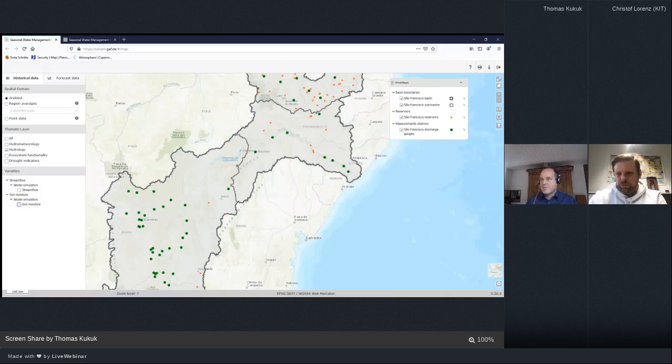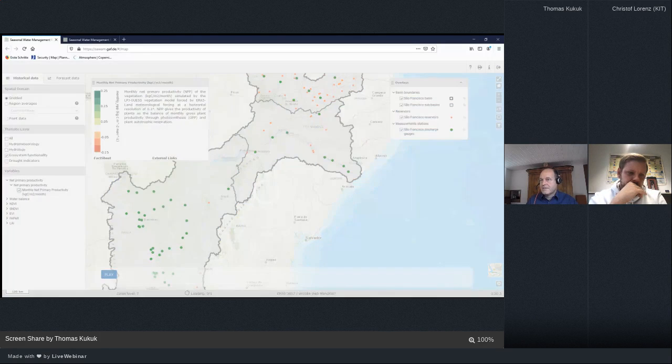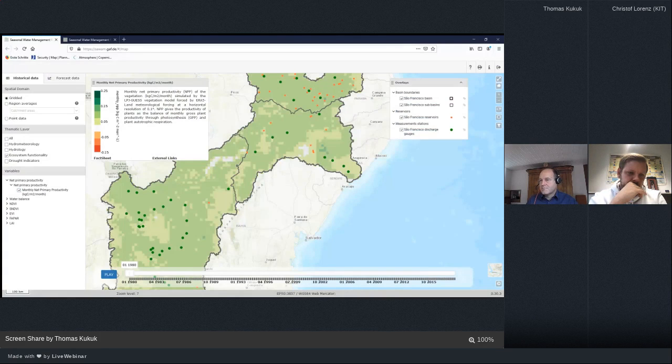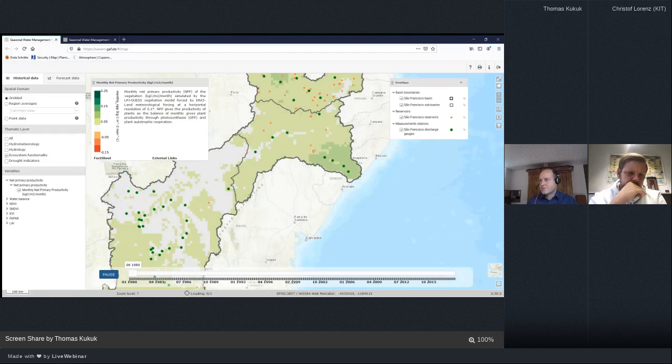So these are the hydrometeorology and the hydrology, and then we have a number of information from the ecosystem functionality. We have here the net primary productivity, which shows how much vegetation is growing and how much carbon is stored there. This is quite important information combined with the soil moisture and the water availability. Vegetation needs a lot of water.